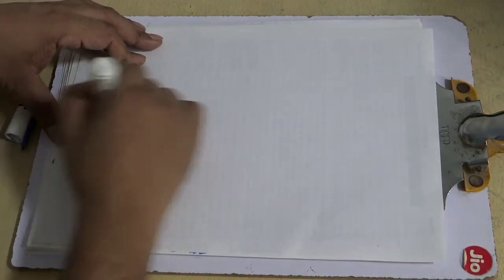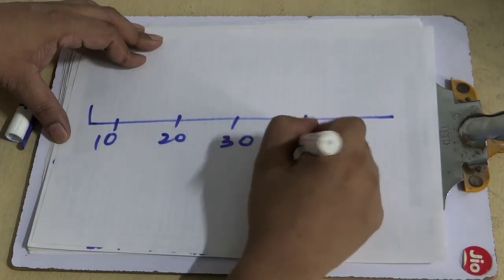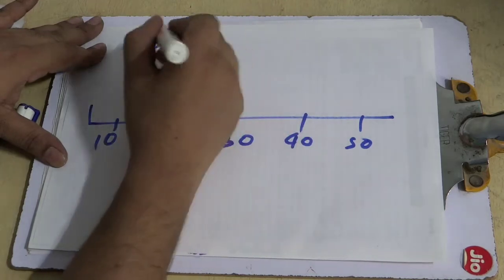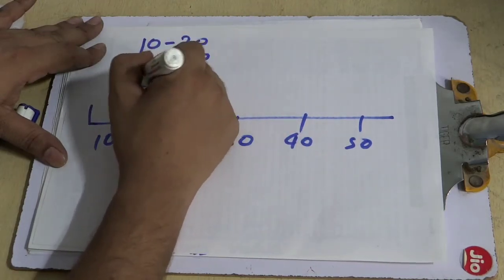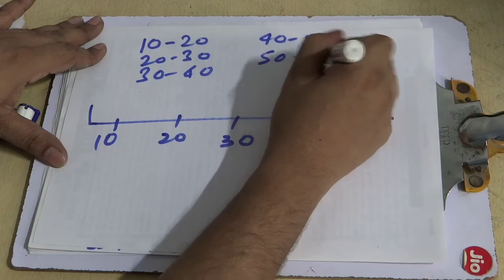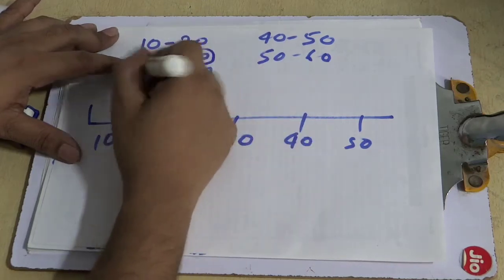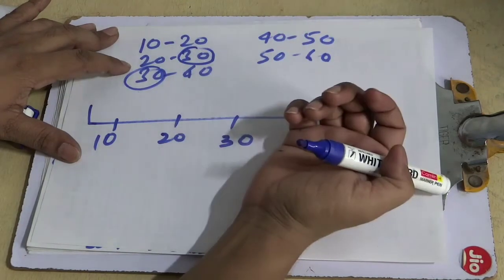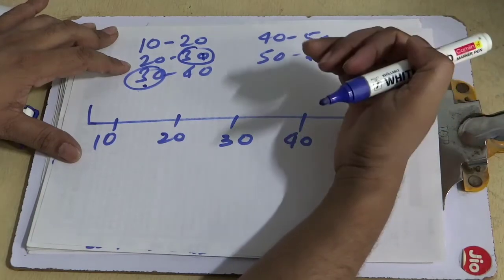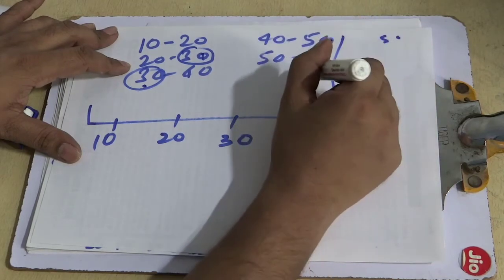See, we are drawing the data like 10, 20, 30, 40, 50. So what does it mean? Here we are talking about 10 to 20, 20 to 30, 30 to 40, 40 to 50, 50 to 60. Now if someone got 30 marks, where will we put him or her? Here or here? Or if someone got 50 marks, where should we put them, in this class interval or this class interval?